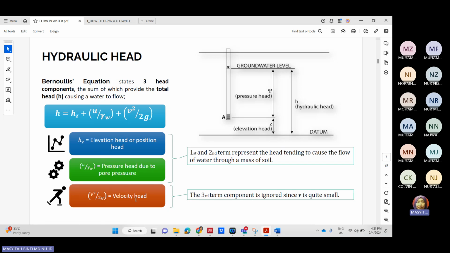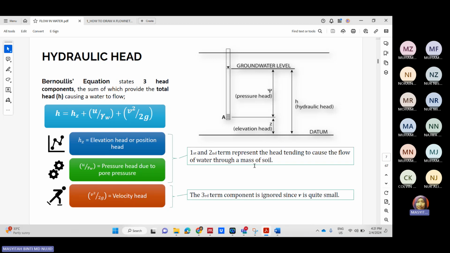Term yang ketiga kita panggil sebagai velocity head. So to calculate the total head, you have to get all these things: elevation head Z, kemudian the pressure head due to pore water pressure, and lastly is the velocity head. So ada 3 benda ni you boleh calculate for the total hydraulic head.